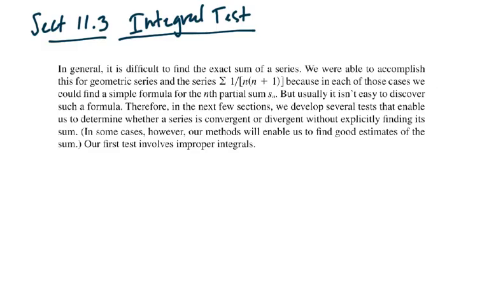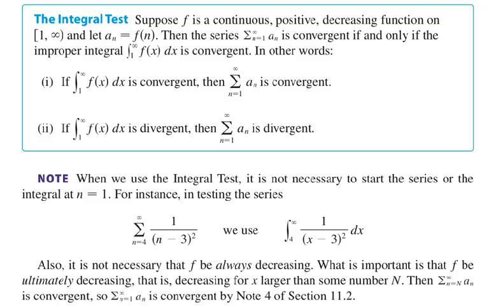Therefore, in the next few sections, we develop several tests that enable us to determine whether a series is convergent or divergent without explicitly finding its sum. In some cases, however, the methods will enable us to find a good estimate of the sum, and the first test is improper integrals. Now this is the integral test.